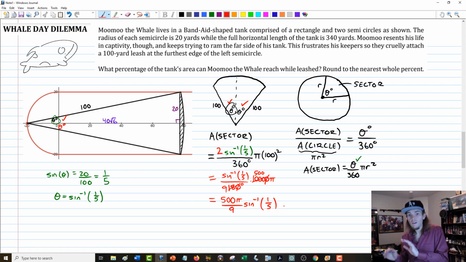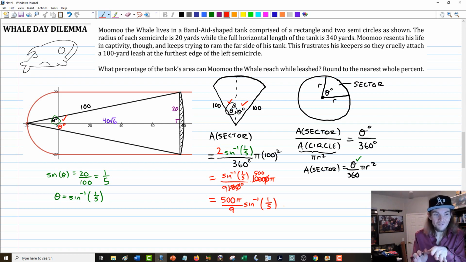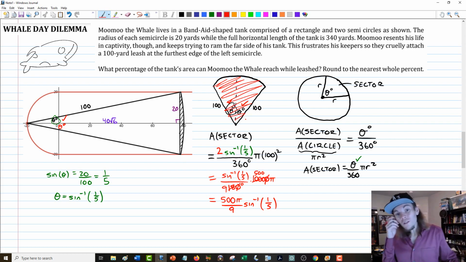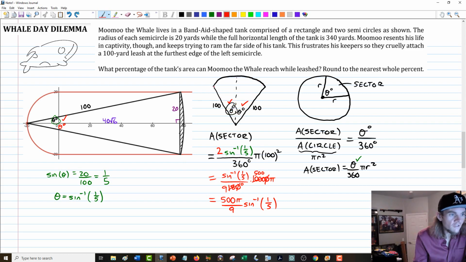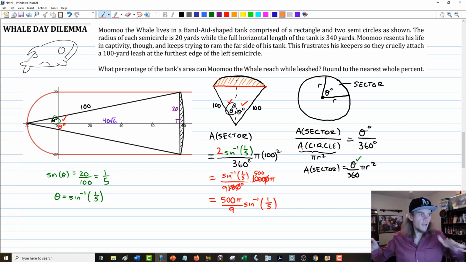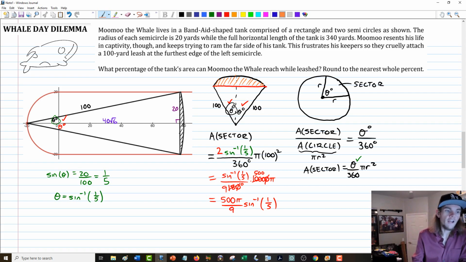Now, before you go run and start adding this to our previous answer, this is not actually what we were looking for. Sorry to break the bad news to you. This is the area of the entire sector, and we only want the area of the section that's right above it. So we only want this section. That's the only part we're missing in our picture. We have everything else already. We've got all the rest of Mumu's access area.